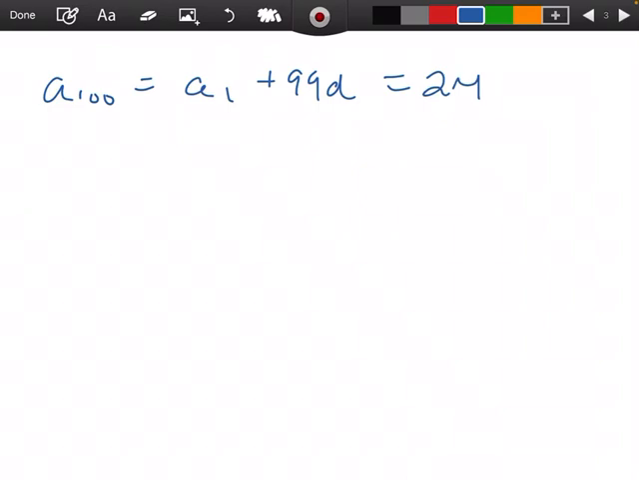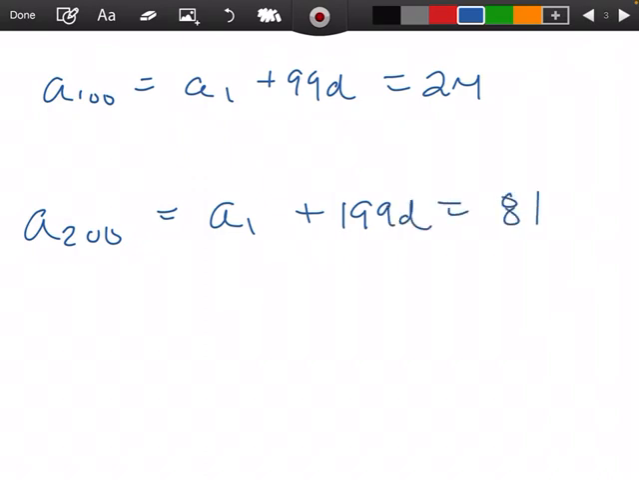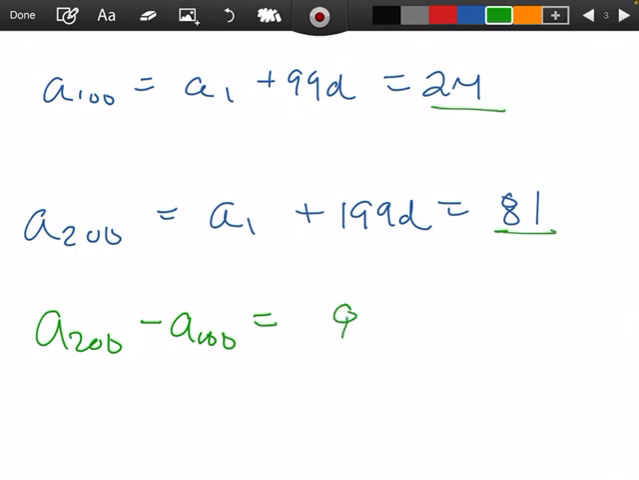So the 100th term is a1 plus 99d, and that's equal to 24. The 200th term is a1 plus 199d, and that was equal to 81. Okay, so let's do this. Let's take the 200th term and subtract the 100th term. So I'm going to take 81 minus 24.